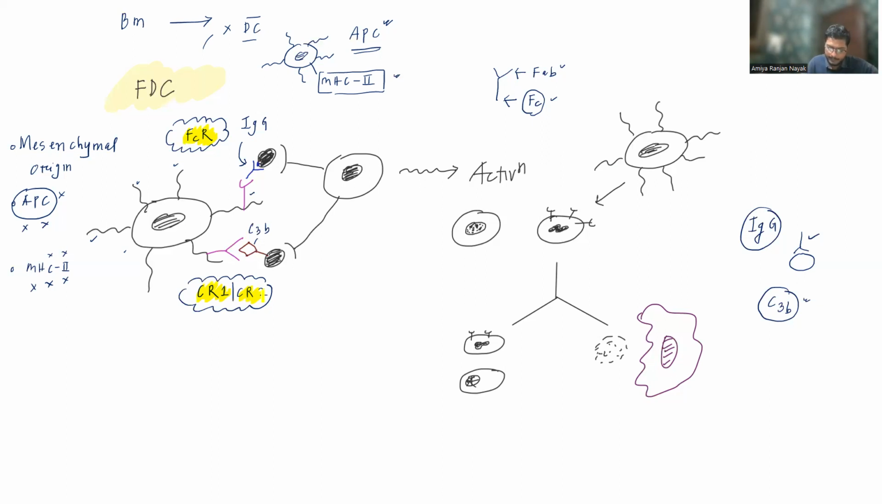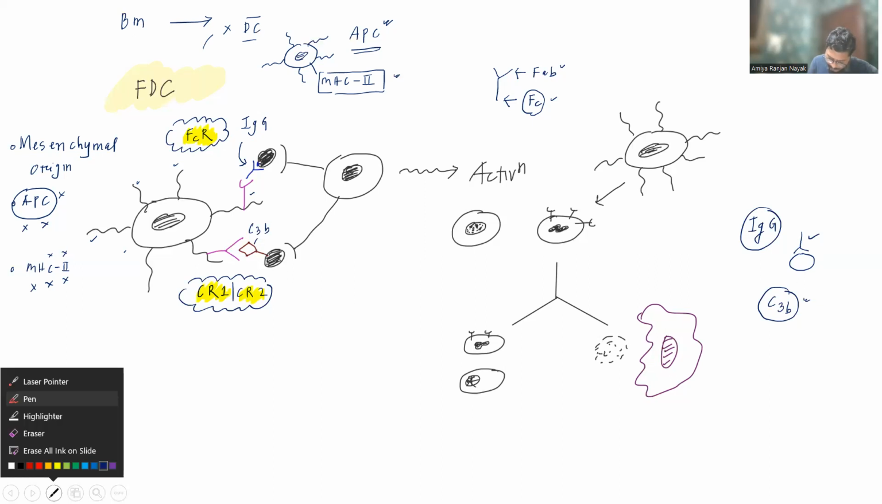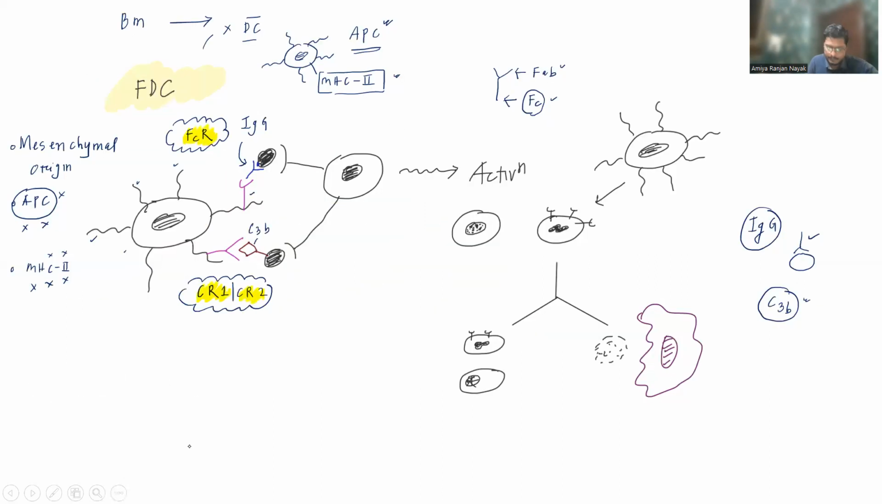Along with that, these follicular dendritic cells can produce certain chemokines like CXCL13. So what is the function of this chemokine? This chemokine will actually attract the B lymphocytes to the cortex. You must be thinking how beautifully these lymphocytes are organized inside the lymph nodes. B lymphocytes are organized only in the cortex, T lymphocytes only in the paracortex. So how is this possible?